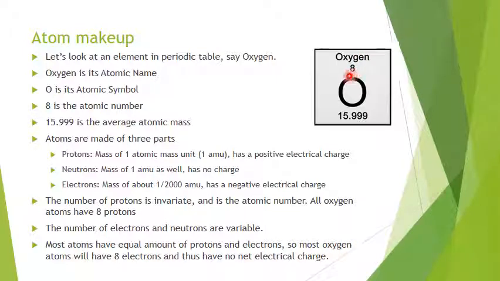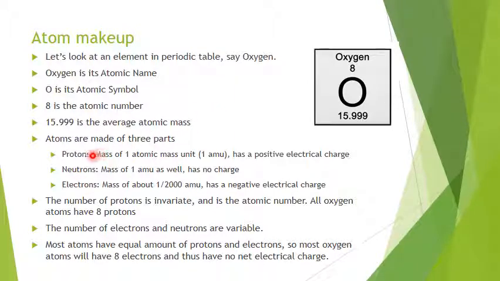Its atomic number is 8. The atomic symbol is O, and the average atomic mass is 15.999 atomic mass units, or AMUs. Atoms are made out of three parts, except for hydrogen, which usually has only two parts. It has protons, neutrons, and electrons.